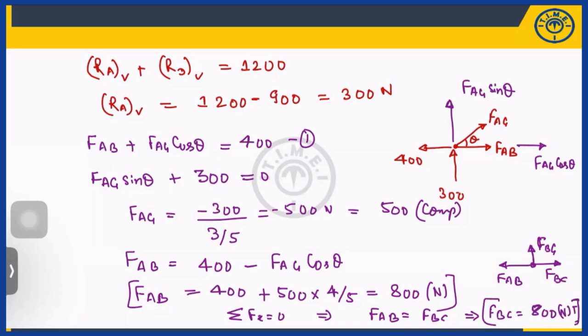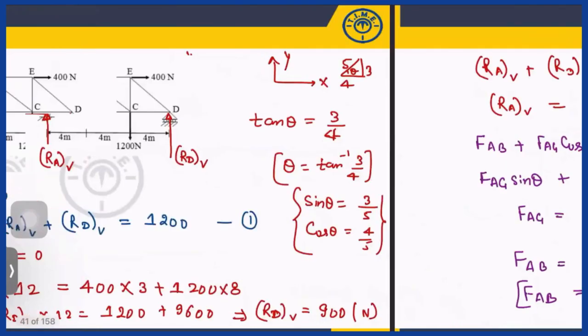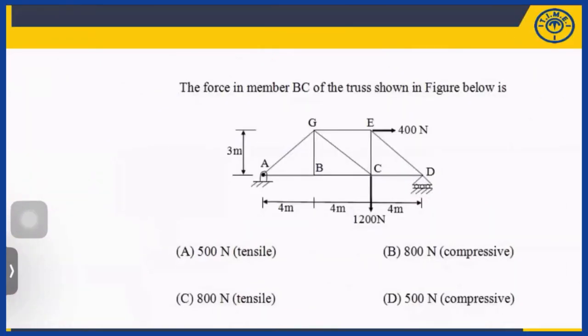Why tensile? Because you know that you assumed this is a tensile nature and you are coming as a positive value. That means your assumed direction is correct. So this value is 800 and that will be balanced by this FBC. So FBC is also the 800 Newton tensile. So what will be the correct answer? Once you check, there are the four options. So this C is the correct answer.